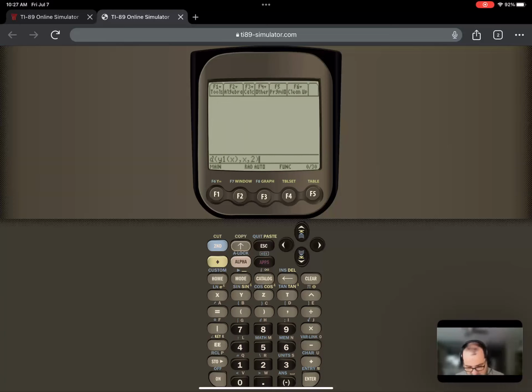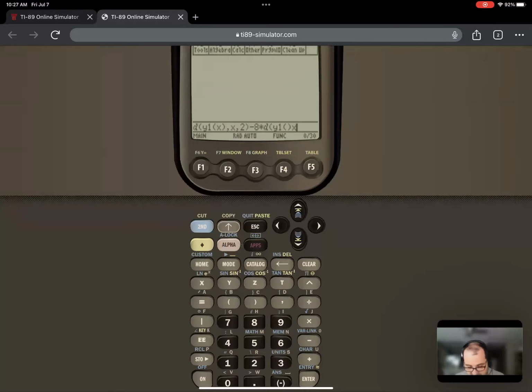So what my DE says is do a second derivative of y1, then subtract 8 times the first derivative of y1. Again, this is squirrely, like I said.